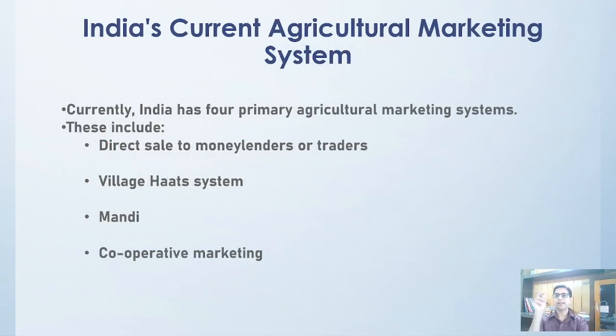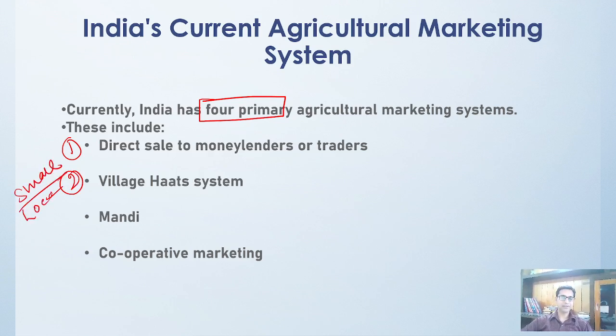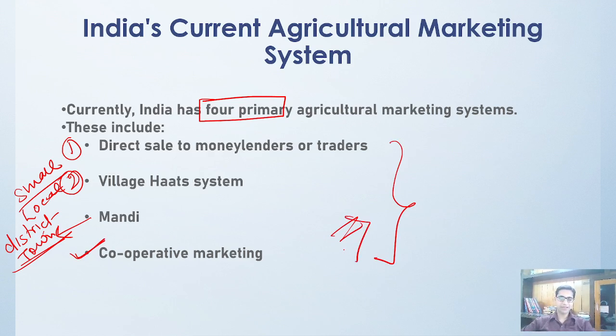Now, the Indian current agriculture market system: what types of markets are there in our country? There are four primary agriculture markets. First, a direct sale to the money lender, where you produce something and sell directly to the money lender. Second, the village haat, a very small local market. Then we have the mandi system, which you may find in a district or town area. And then we have the cooperative society, which is run by a group of farmers. So these are the four primary agriculture marketing systems in our country.